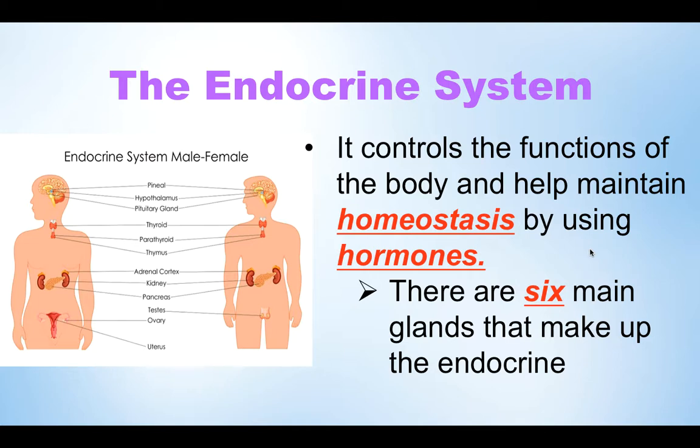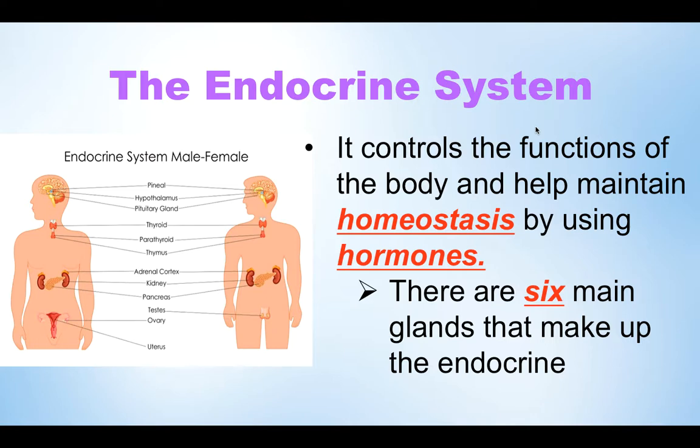So let's talk about the endocrine system. As you can see from this diagram, there are several glands that are involved in this system. Today, we're going to be talking about six main glands. Like I said earlier, the endocrine system basically keeps the body where it needs to be temperature-wise, hormone-wise. It helps your body grow.